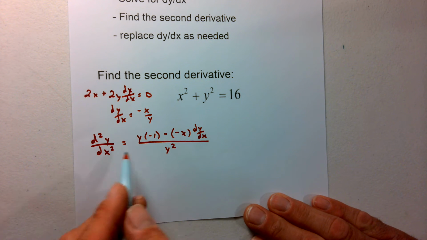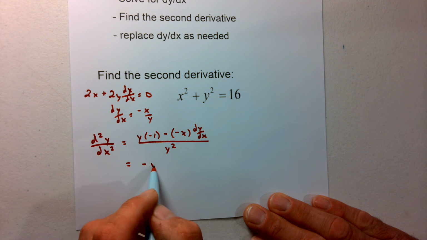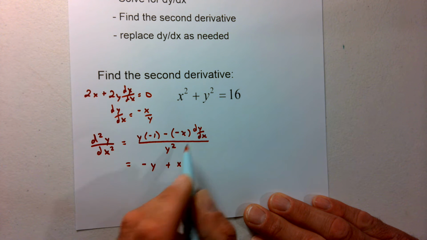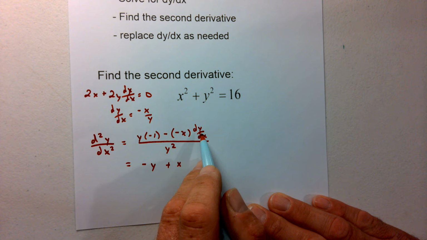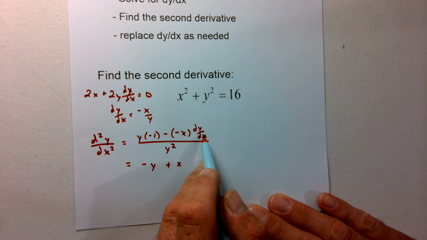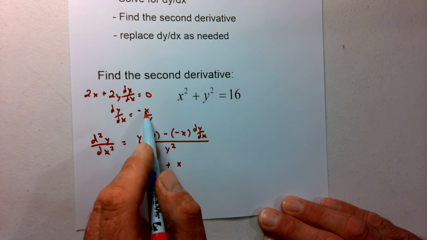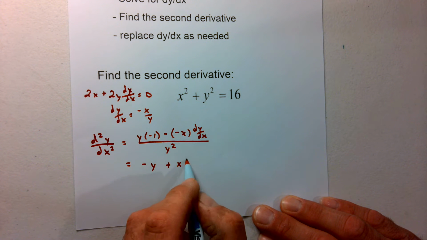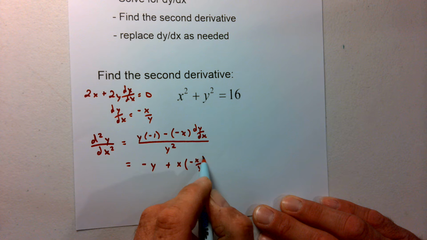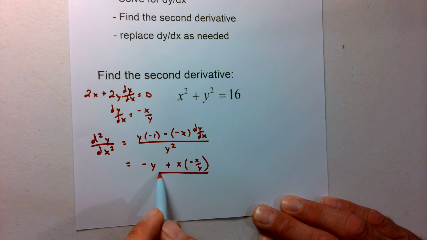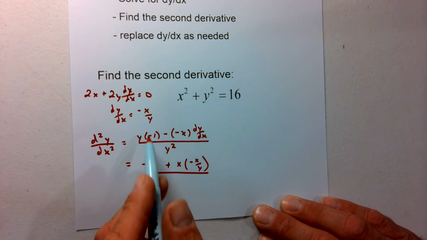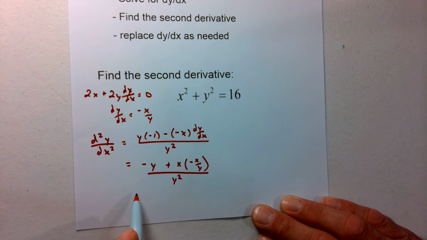We're going to go ahead and clean this up just a little bit as we're looking at it. So we get negative y plus x dy dx. We know something about dy dx. That's the change in y over the change in x, or the derivative of y with respect to x. Well, look, that's negative x over y, isn't it? So we can go ahead and replace that with a negative x over y. And that's going to be over our denominator squared, our y squared.